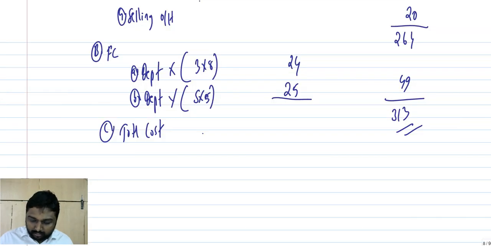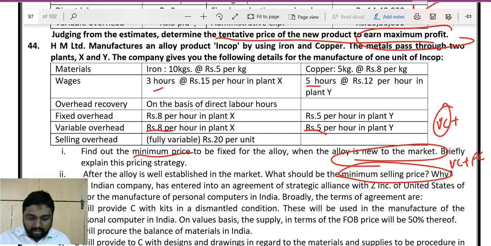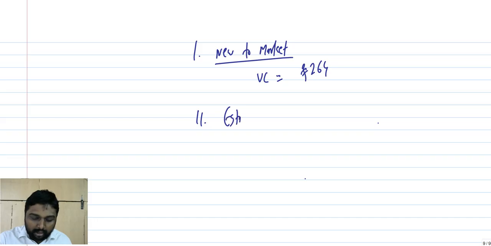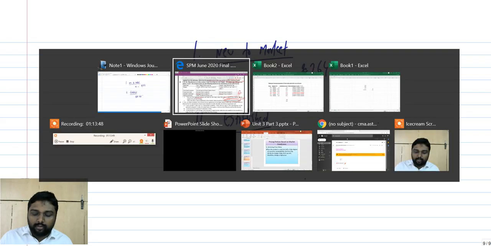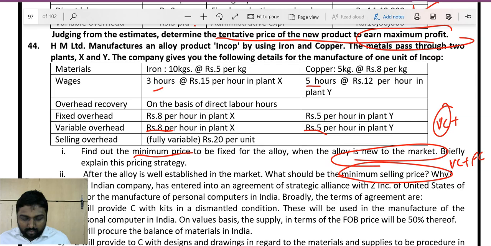$264 plus profit. 264. When it is established in the market, total cost plus profit, including our variable cost plus full cost, that is rupees 313. Got it? So it's a very easy question. That's the answer.